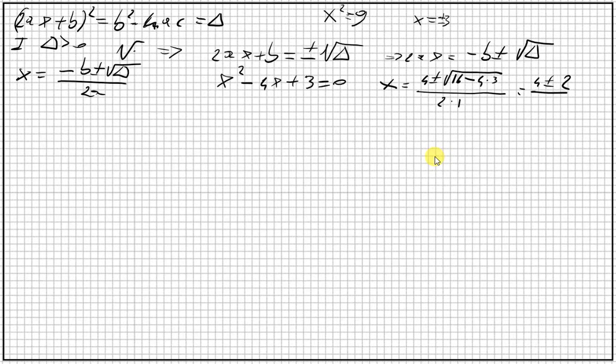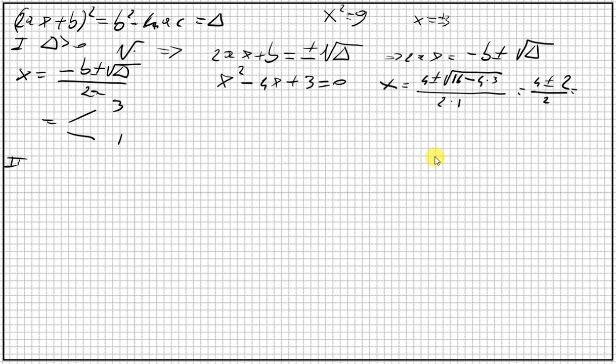So 4 plus or minus 2 divided by 2. That means now I have to take the two different cases. So 4 plus 2 is 6, divided by 2 is 3. 4 minus 2 is 2, divided by 2 is 1. And these are the two possible real solutions.